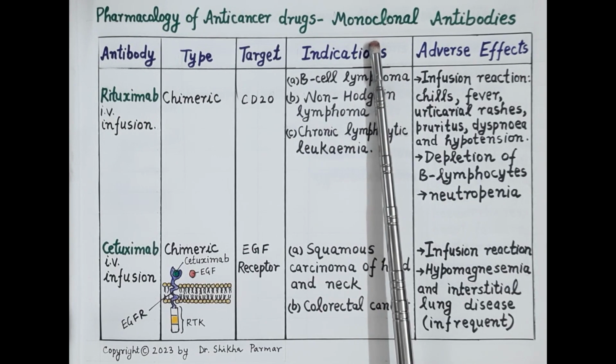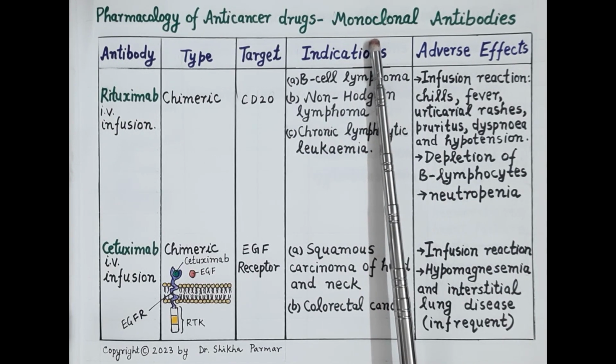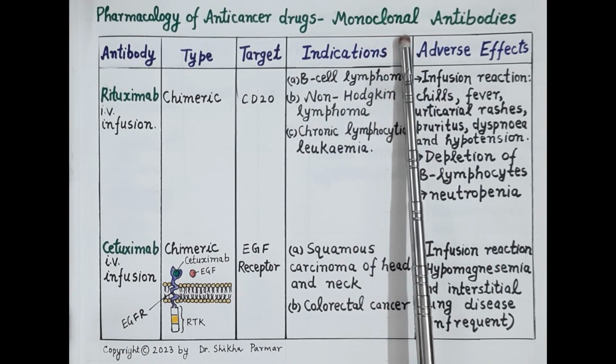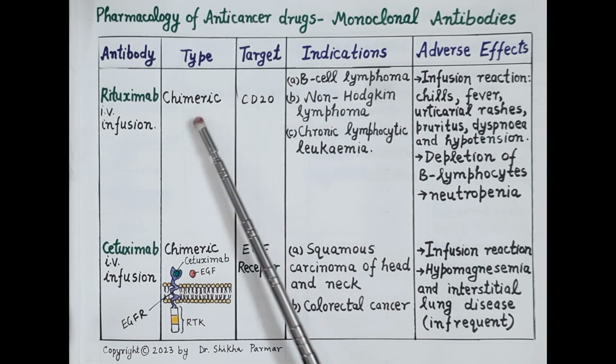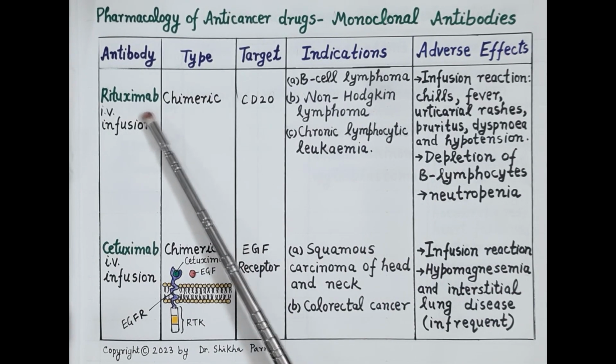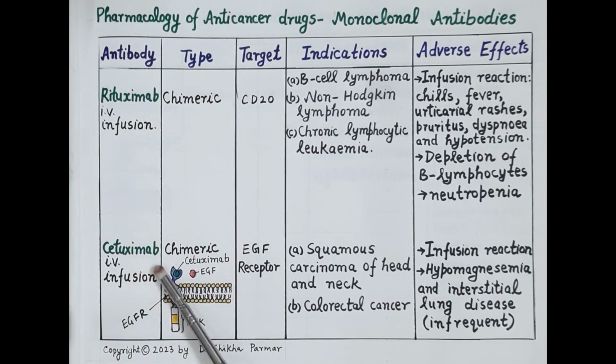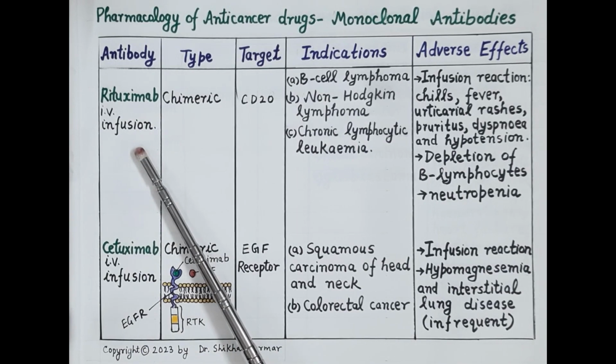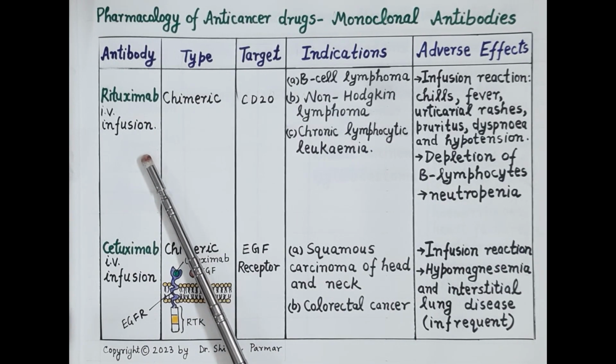Now, let's discuss pharmacology of some monoclonal antibodies used in targeted cancer therapy. Now, all monoclonal antibodies are given by IV infusion, and these can be either chimeric or humanized. Now, names of all the monoclonal antibodies end with mab, like rituximab, cetuximab. Now, the first monoclonal antibody we are discussing is rituximab.